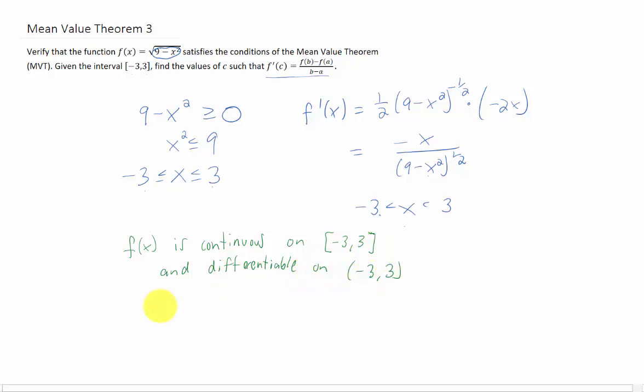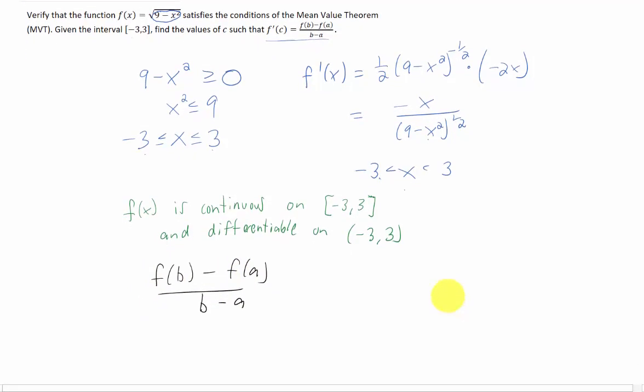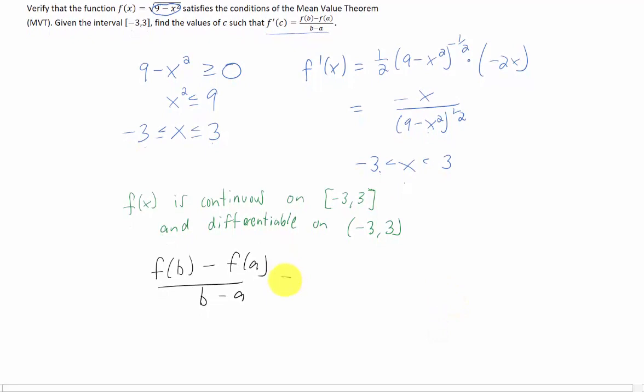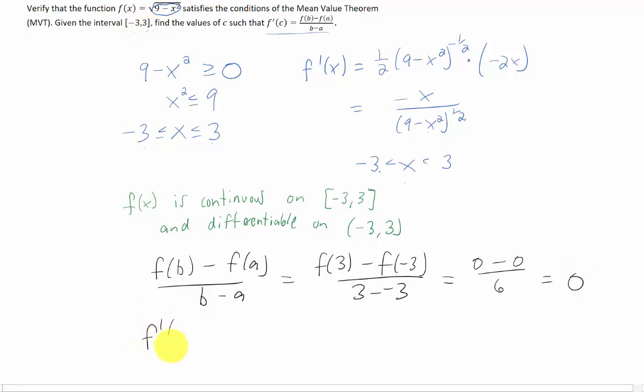Now let's start looking at the conclusion of the mean value theorem. In this problem, our a is -3 and our b is 3. And if we plug either 3 or -3 into our original function here, you'll notice that we just get 0. So the slope of the secant line between the two endpoints of our interval happens to just be 0. What the mean value theorem then says is that there exists some c on that interval, -3 to 3, such that the slope of the tangent line, or the first derivative evaluated at that point, is also 0.